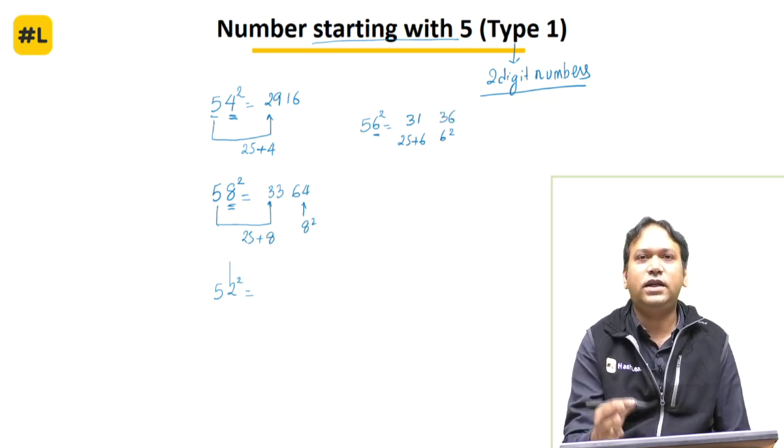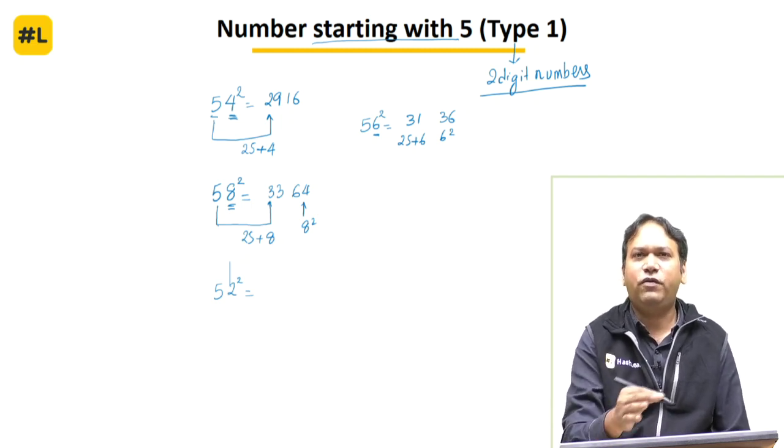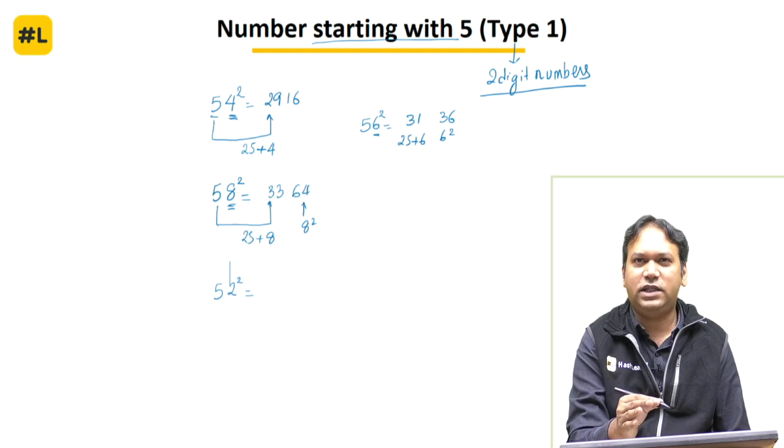You see, in 3 seconds, simple. 25 plus 6, 31, 6 square 36. 57 square, 3249. 25 plus 7, 32, 7 square 49. 59 square, 3481. 25 plus 9, 34, 9 square 81.